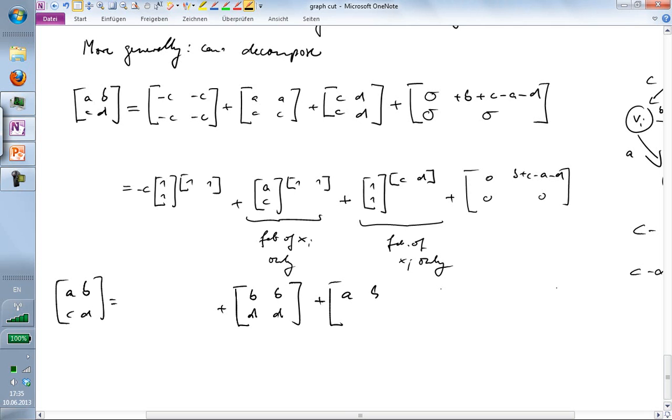So this would be AB, AB. Then I again need a constant term for correction, which in this case prevents overcounting the b's. You see I have b's in both unary terms, so to prevent overcounting I subtract them. And then finally I have this matrix with a single entry, which is as before, b plus c minus a minus d.